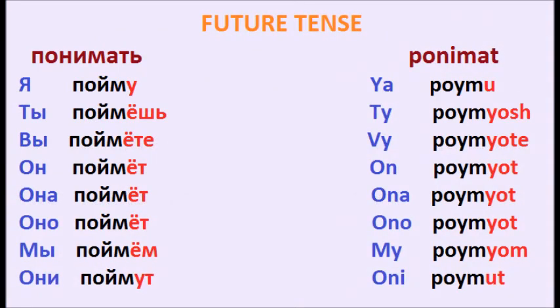Я пойму, ты поймешь, вы поймете, он поймет, она поймет, оно поймет. Мы поймем, они поймут. Here, like in the previous verbs, the form with the verb to be, я буду понимать, for example, also exists. However, it is used very rarely. This is why I didn't include it in this slide.